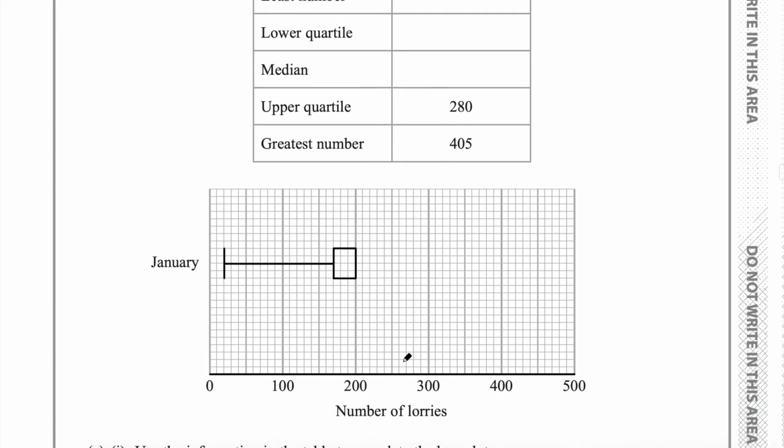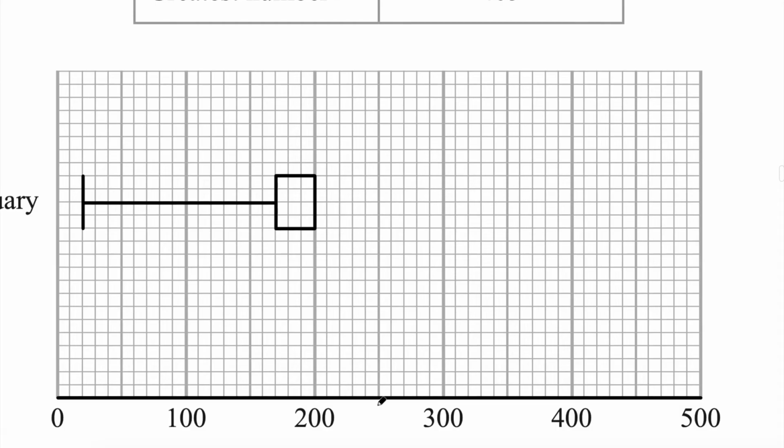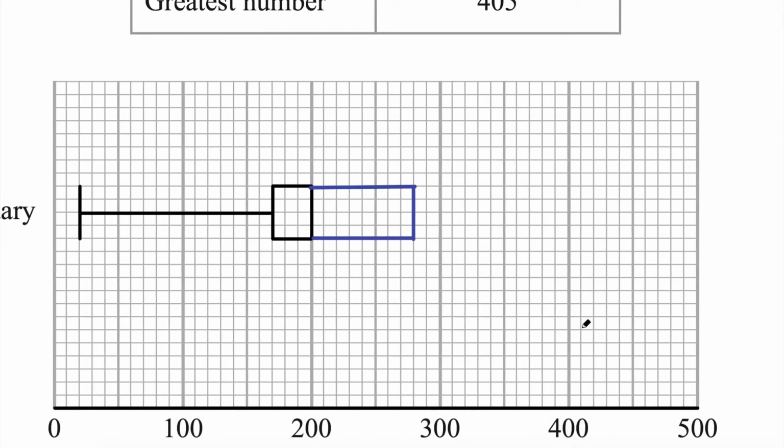So the upper quartile is 280. This grid is going up by tens. So this would be 250. Therefore, this would be 280. So draw your upper quartile, and that joins up with the rest of the box to finish that box off. Then we need to draw the maximum out at 405. So that's going to be halfway between these two lines. Make sure you line it up with the rest of the box. Draw a straight line in there and then join it up with a whisker. Okay, so that should be your box plot finished.